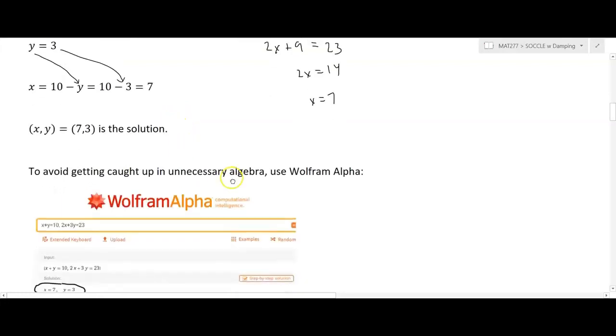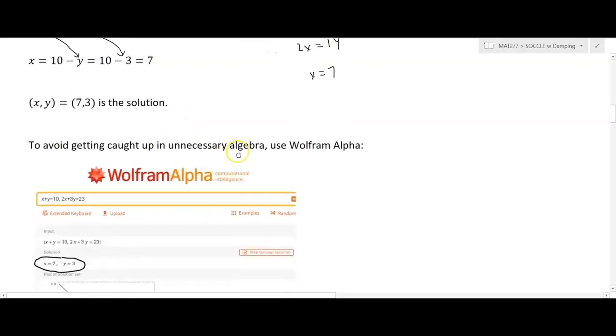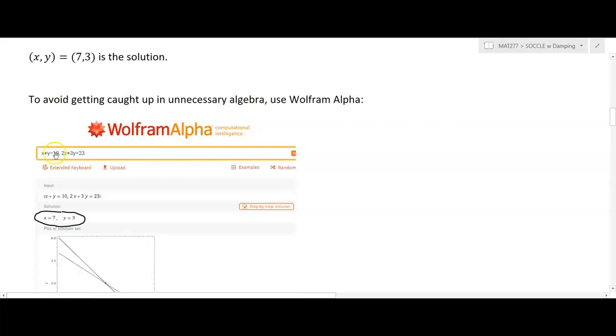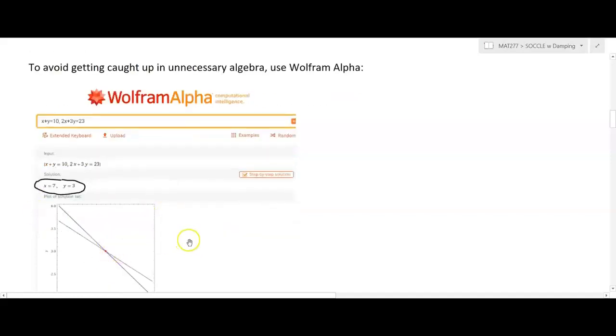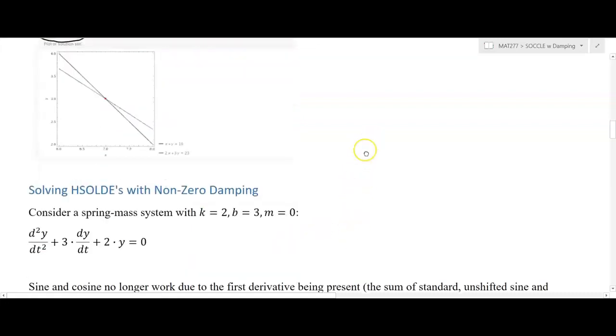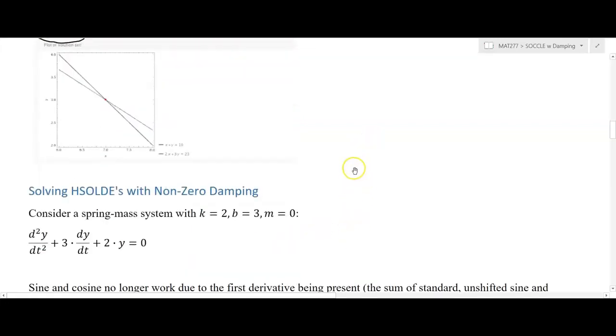Anyway, the point is, this is unnecessary. It's just extra algebra. We don't want to get tied up in that. You can also just enter the two equations, separated by a comma, into Wolfram Alpha, and you get the solution that shows up. It even shows you a beautiful graph of those intersection points. All right, so now we're ready to go on, because we're going to need to solve a system of equations.